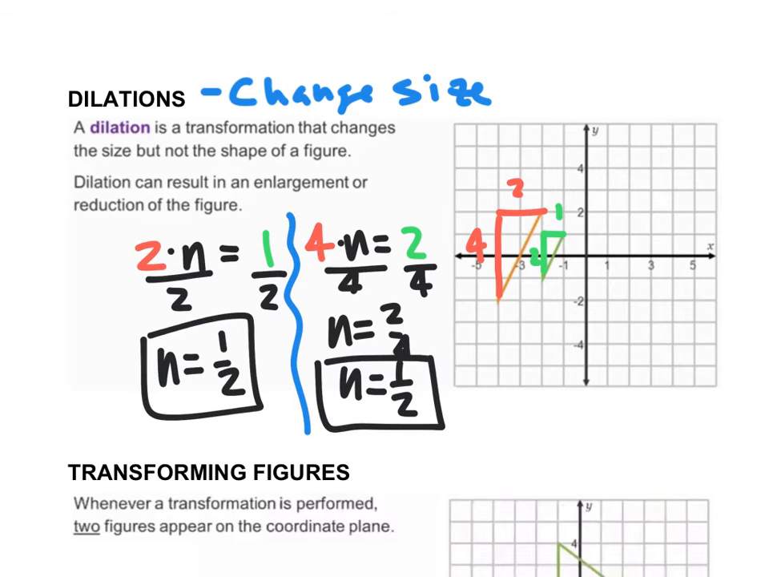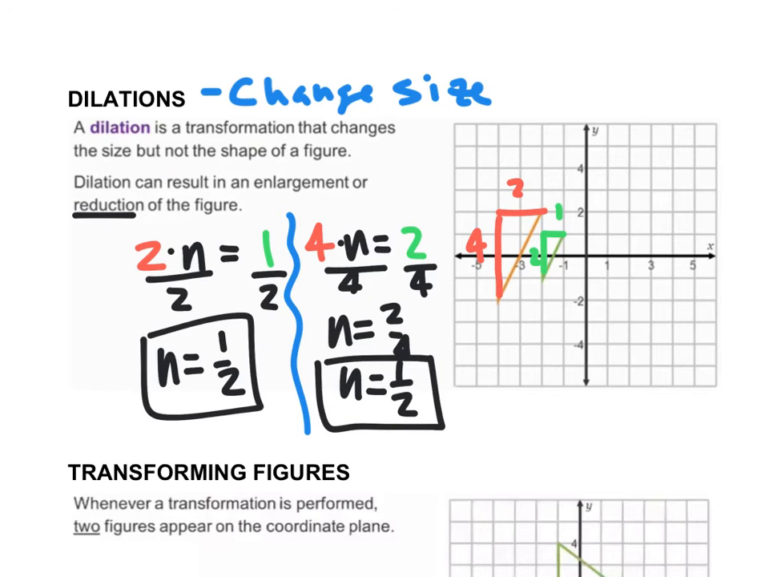And that's our scale factor. So we are actually doing a reduction in this example, okay? And you can see that we're reducing by a scale factor of 1/2. We'll talk more about that, but that's the idea. Essentially, I'm taking each of these sides and multiplying them by 1/2, which gives me the resulting sides.